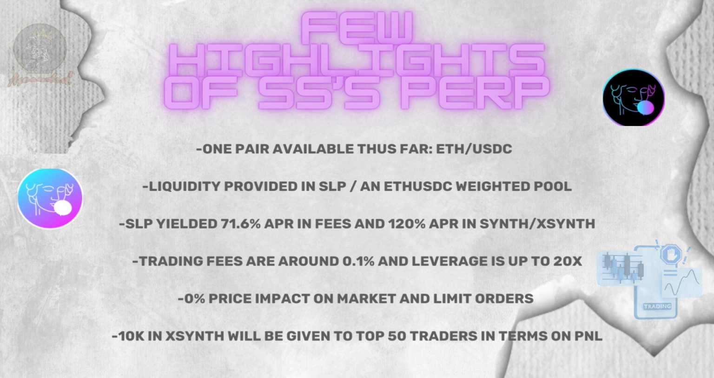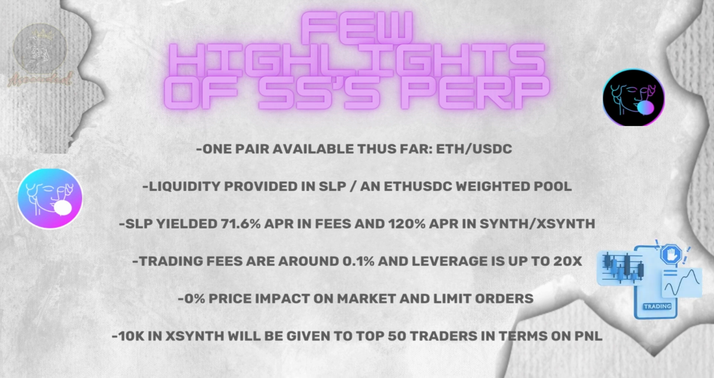Now, if you want to place a market order or a limit order: a market order is when you're purchasing or selling at the current price, and a limit order is at a later price, whether it's an increased price or a decreased price. But there's 0% price impact there, which is cool.